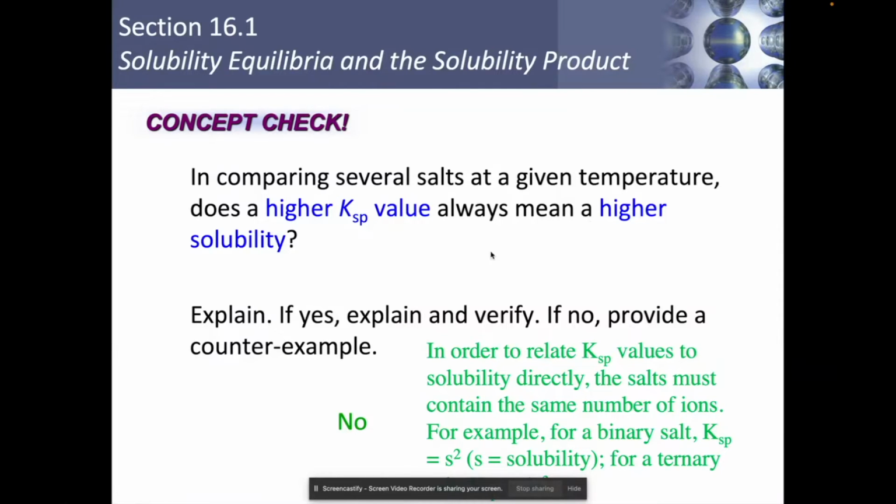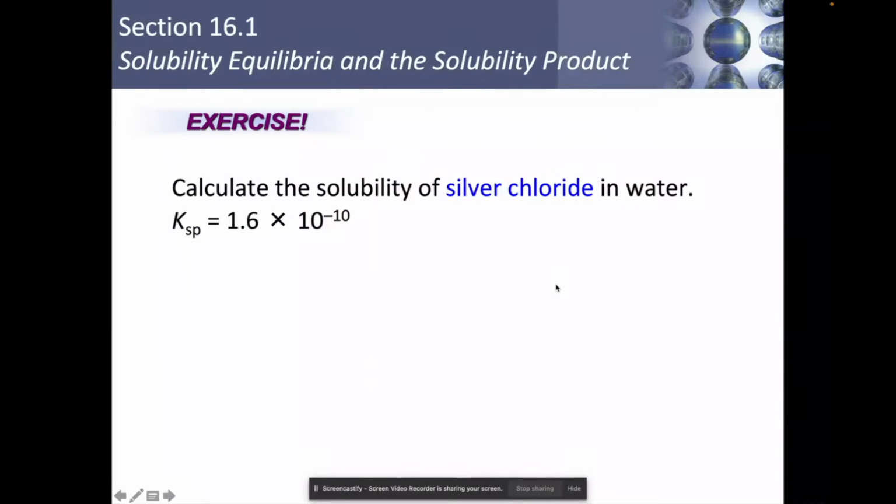Also, barium chloride is super soluble in water, and silver chloride not so much. So maybe that wasn't the best counterexample, but still, you get the idea. Now, let's actually do something with this then. Calculate the solubility of silver chloride in water. And I literally just used it as an example, so perfect.